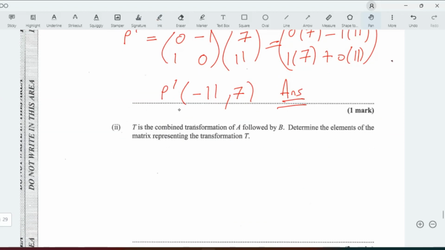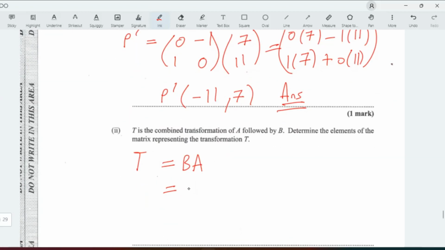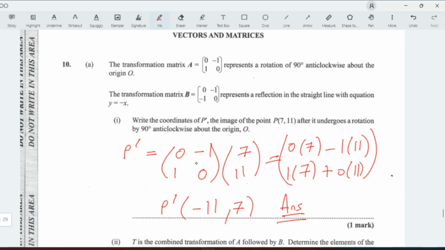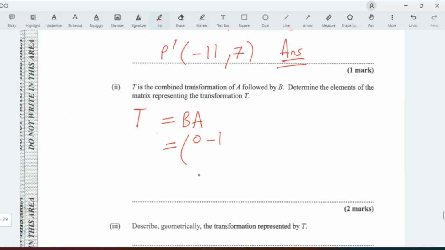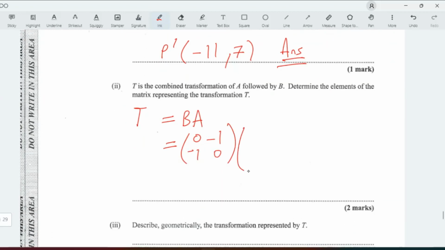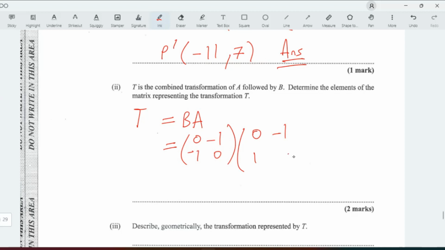Now it says T is a combined transformation of A followed by B. So T is A followed by B, which is B times A. Determine the elements of the matrix representing T. So B times A, so multiply 0, minus 1, minus 1, 0 times A, and A is 0, minus 1, 1, 0.